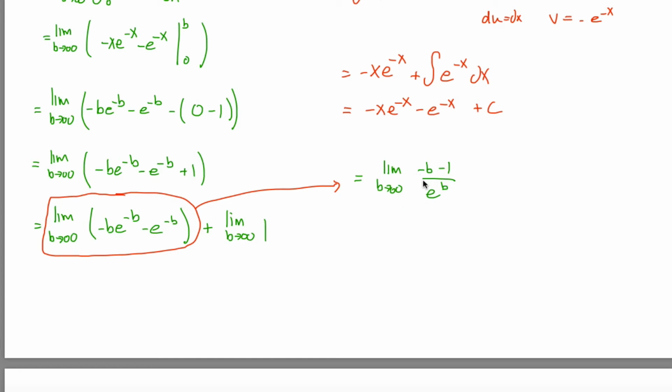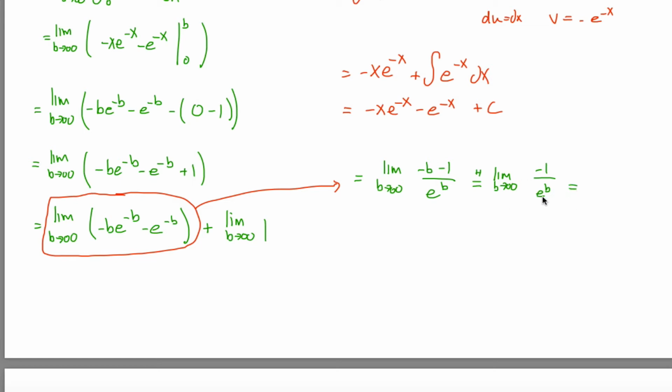And then this is a limit I think I can evaluate using L'Hopital's rule. Been a while since we thought about that. Because it's an indeterminate form. As b approaches infinity, this is big over big, or I guess negative big over big. So you have an indeterminate form, you use L'Hopital's rule. L'Hopital's rule tells you that the limit of this quotient is the limit of the derivative of this divided by the derivative of this. Well, the derivative of the top is just negative 1.